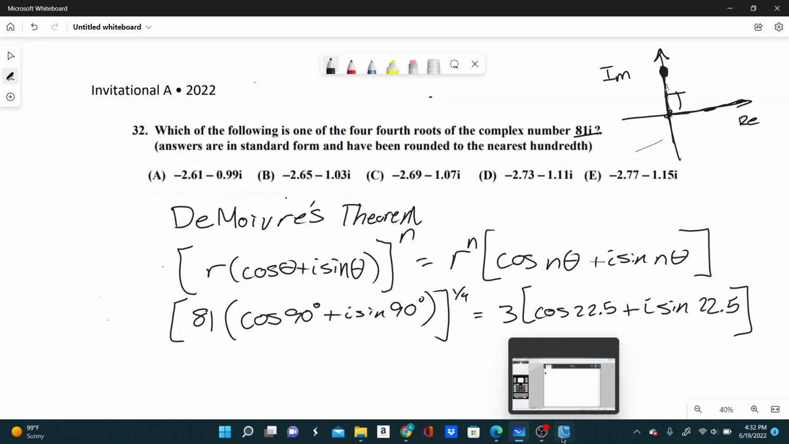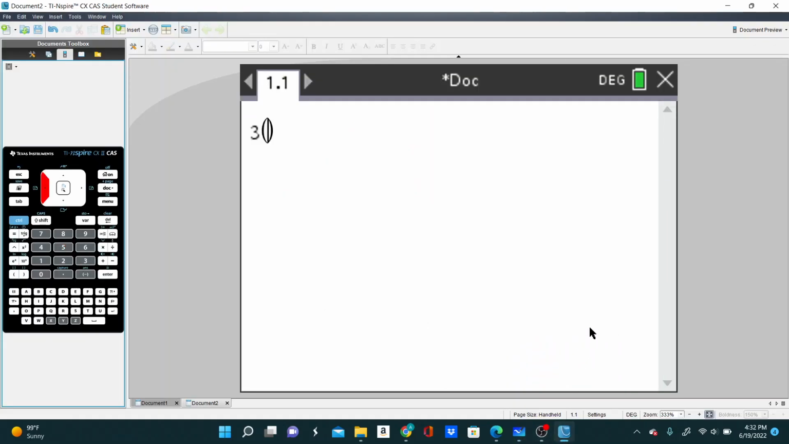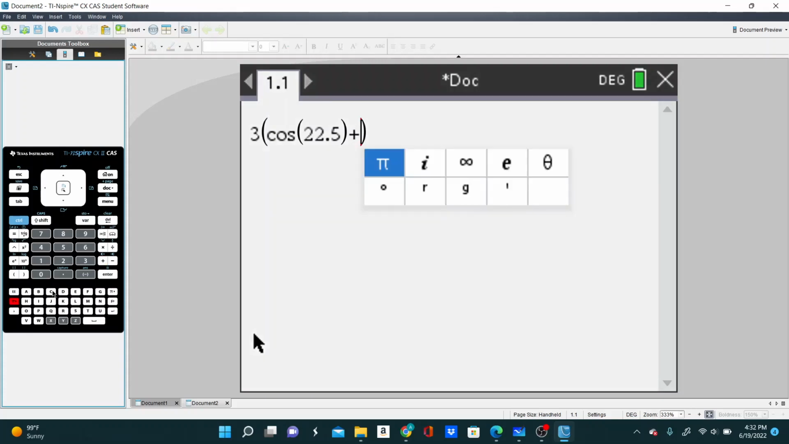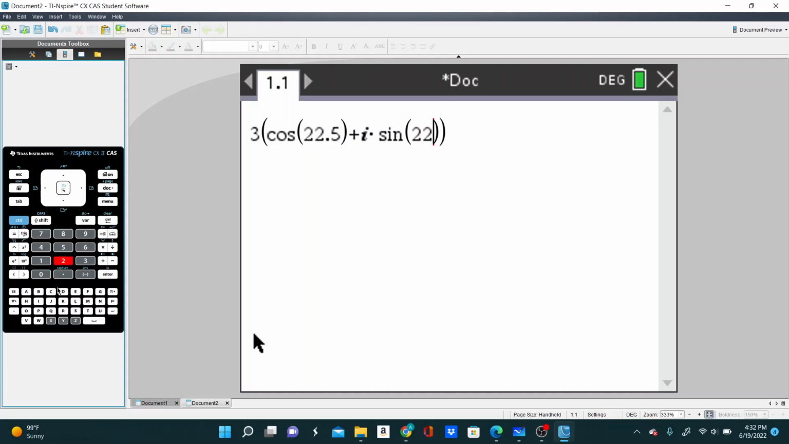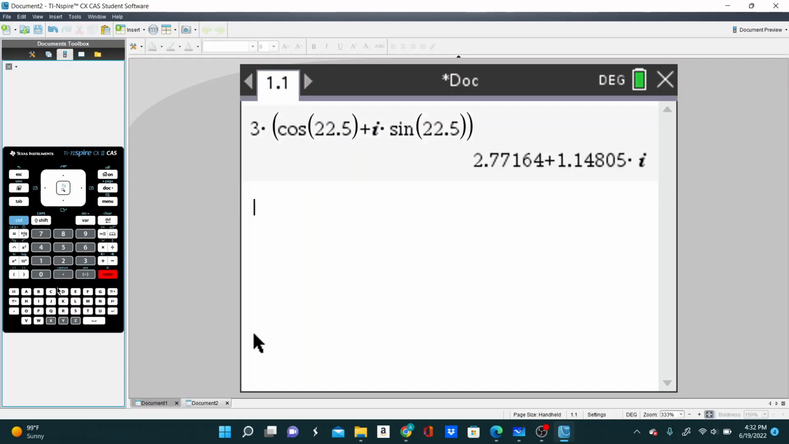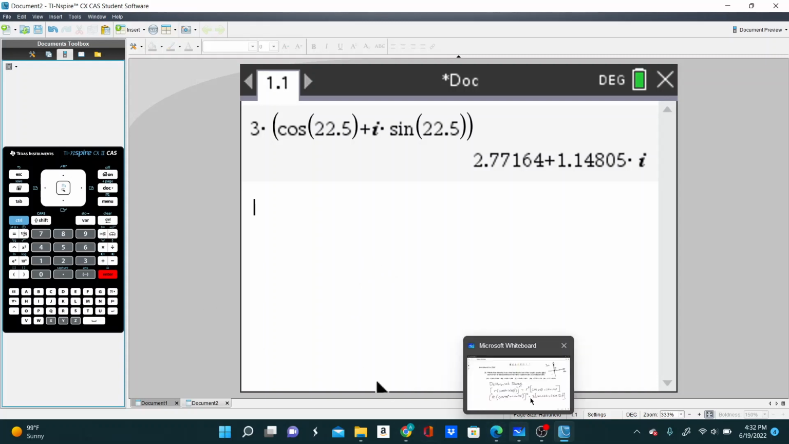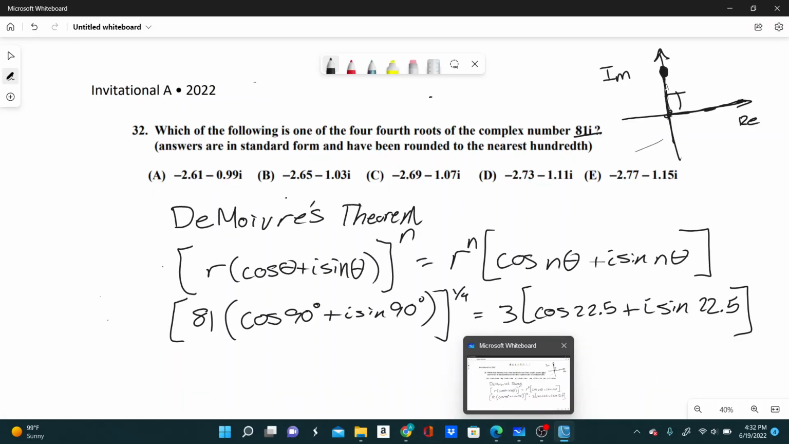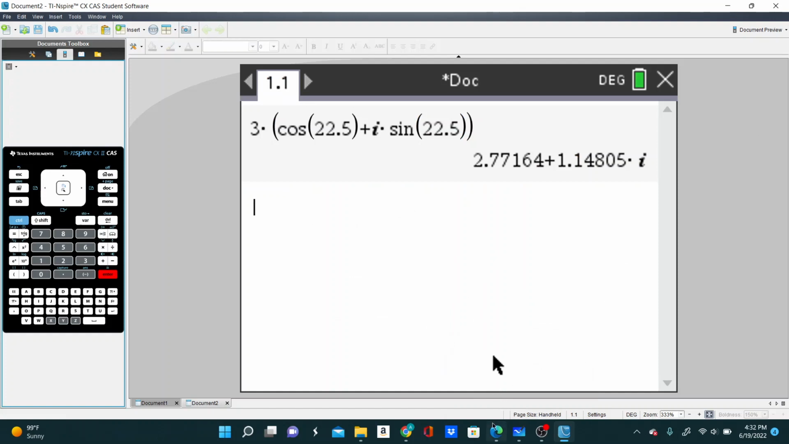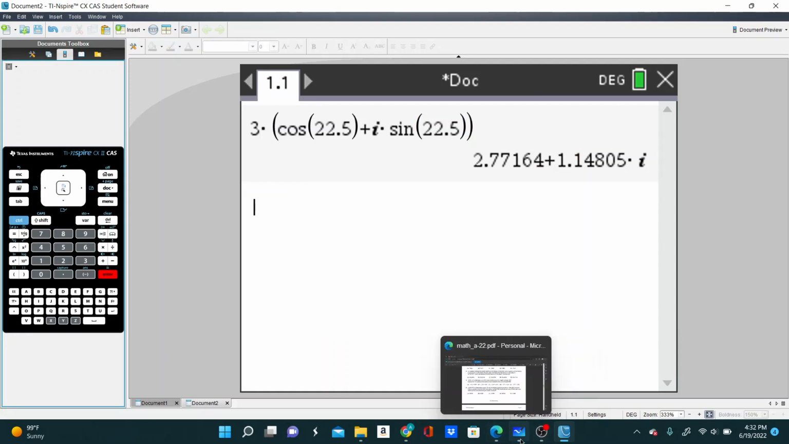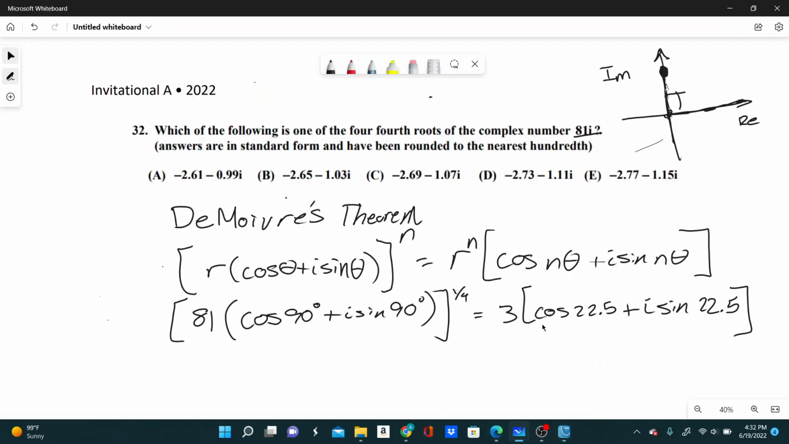So 3 times the cosine of 22.5 plus i times the sine of 22.5. Let's see, we get 2.77 plus 1.15i. So let's see if that's an answer. 2.77. No, we don't have that as one of our answers, but we can figure something else out.